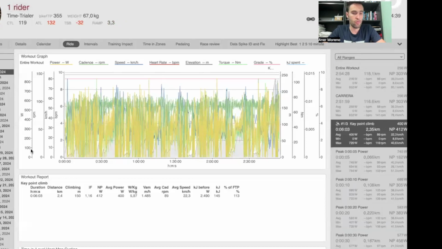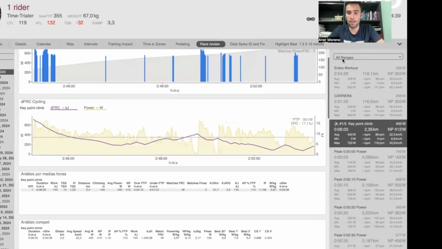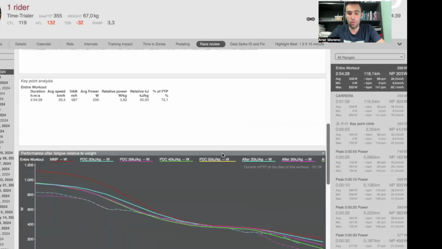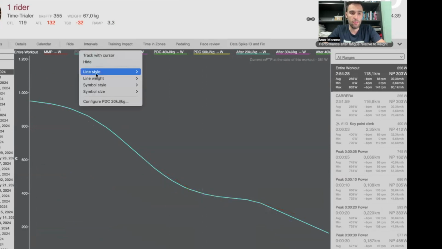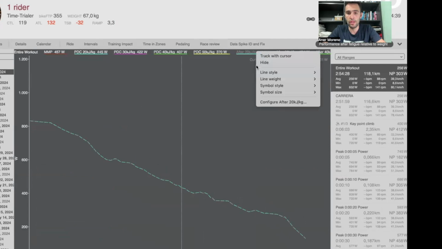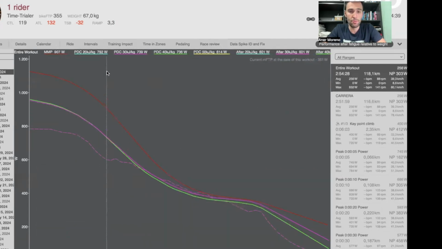If we look at rider 1, race review, enter workout, let's see how this cyclist is able to perform his best values on fatigue. This is the time spent on the climb of the stage. We are going to delete this after 20 kilojoules per kilogram. We are going to focus on 30 kilojoules per kilogram, which is the energy they have spent in this race up to the key point. Look at this, he has performed his best values in the race, so we can do this and look.